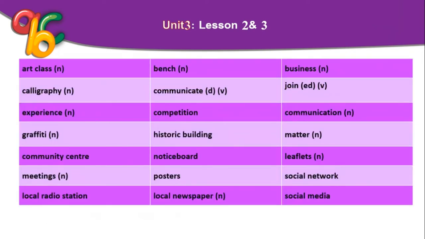Let's start with vocab. Art class. What's art class? Art class is studying art. We have another word. It's bench. What's bench? It's like a seat. Okay? It's like a seat.